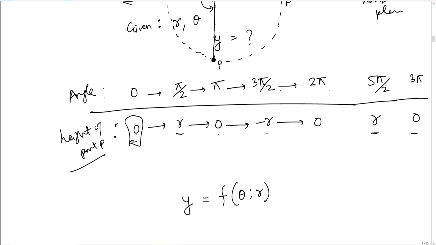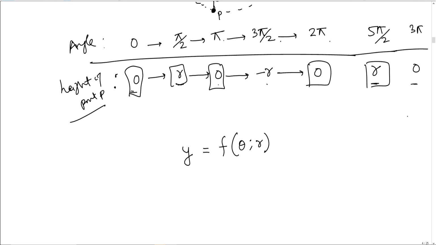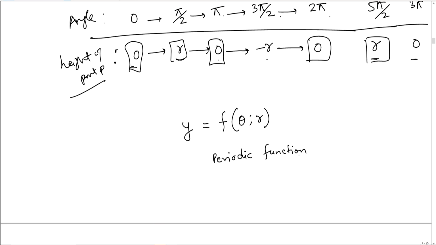So, the function has same value at angle 0, at angle 180 degree, at angle 2 pi, at angle 360 degree. Similarly, it has same value at pi by 2, same value at 5 pi by 2. So, basically this function repeats its own value at a particular interval. This kind of function is called a periodic function. So, you can say that y is a periodic function of theta and r. Okay.